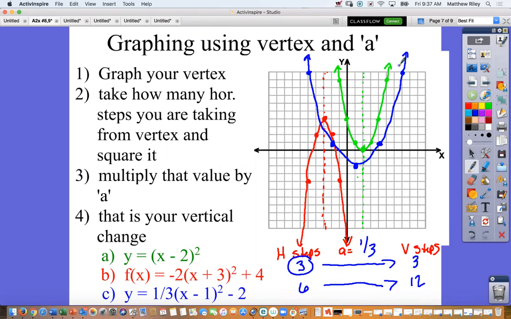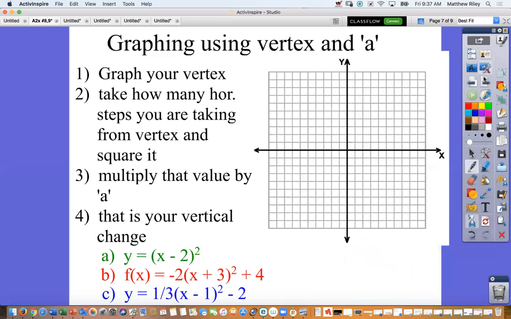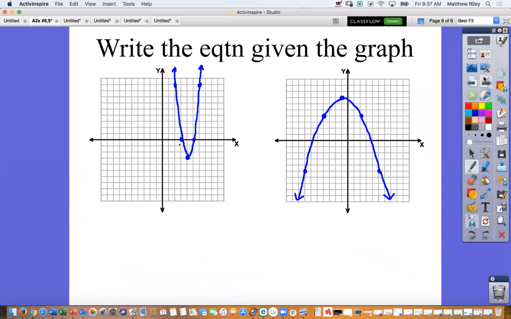So you will rarely, if ever, see me graph these making a table. You just don't need to do that if you know the rules. Now, let's see if we can apply those rules and write the equation given the graph.